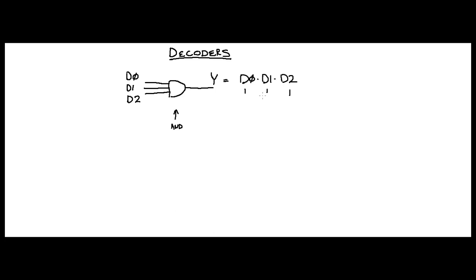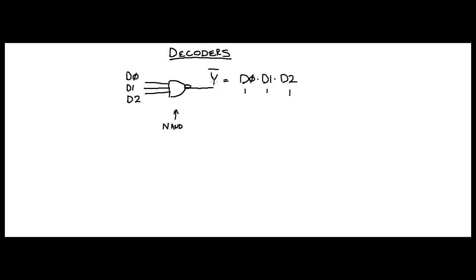Now think of it as a code. In other words, that's the code for this decoder to register a 1. The inputs all have to be 1. Now obviously I could change this. Suppose I put an inverter bubble here. In other words, instead of an AND, it becomes a NAND gate. And then it would be very similar, except Y bar would be 0. Y would be 0 only when D0 is a 1, D1 is a 1, and D2 is a 1.